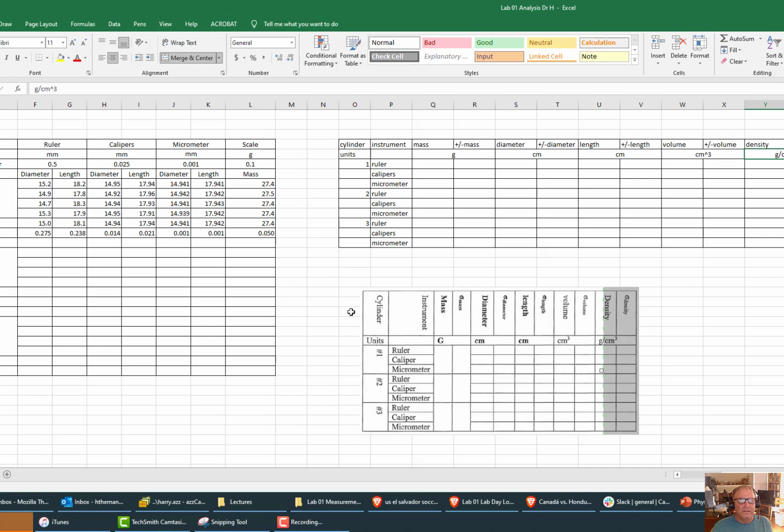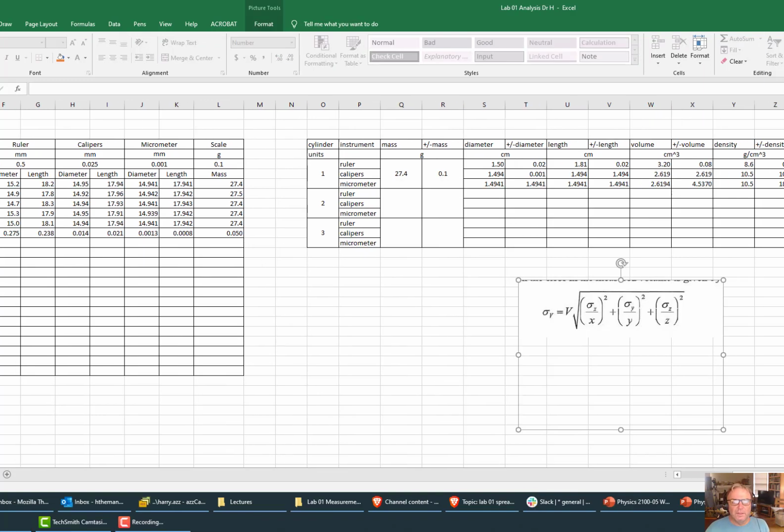Merge and center. Oh yeah, I want to merge and center these guys. And move that to the middle. And oops, too far. Merge and center. And merge and center. Now, we probably could have gotten a little more clever here, because rulers, calipers, micrometer go across there. So we won't be able to use a fill handle here so easily.